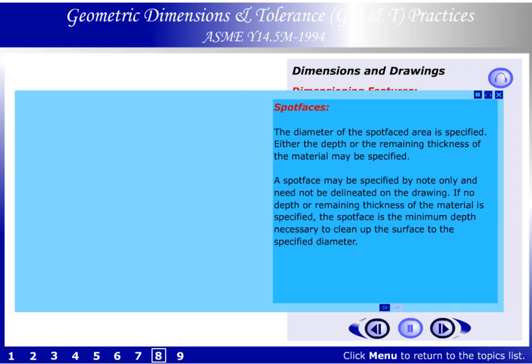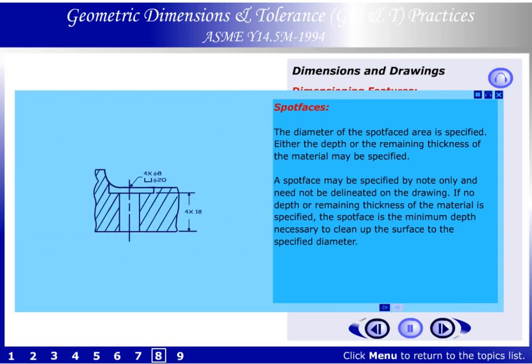Spot faces. The diameter of the spot-faced area is specified. Either the depth or the remaining thickness of the material may be specified. A spot face may be specified by note only and need not be delineated on the drawing. If no depth or remaining thickness of the material is specified, the spot face is the minimum depth necessary to clean up the surface to the specified diameter.